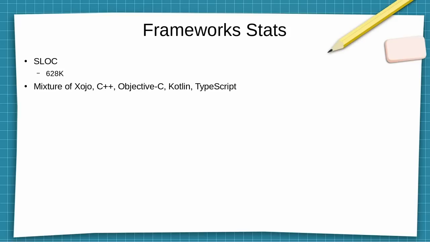The iOS frameworks are primarily Objective-C. The Android frameworks are Kotlin. Web stuff is what's using TypeScript. And the web stuff also touches on C++, and probably some Objective-C as well. Maybe not. But as you can see, it's lots of different things in there.